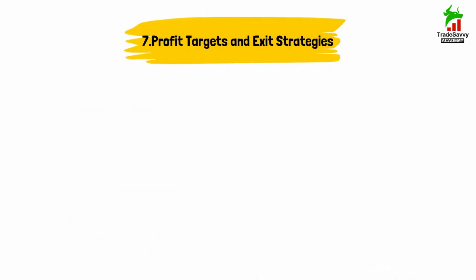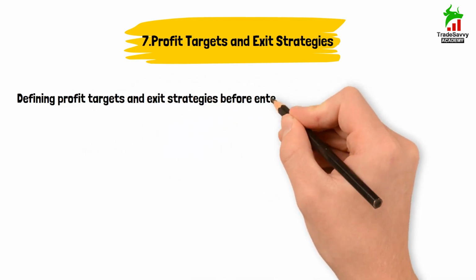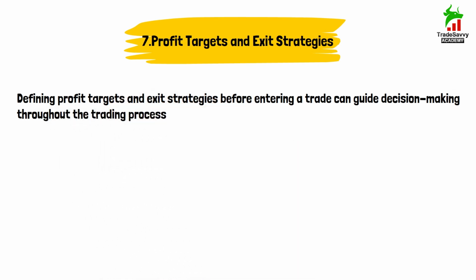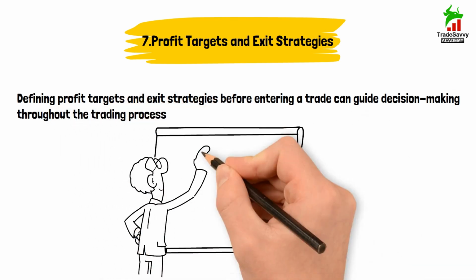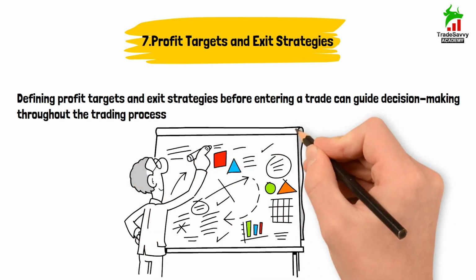Number 7, profit targets and exit strategies. Defining profit targets and exit strategies before entering a trade can guide decision-making throughout the trading process. Whether using trailing stops or partial profit booking methods discussed earlier, knowing when you plan to exit can help avoid emotional decision-making during volatile market conditions.